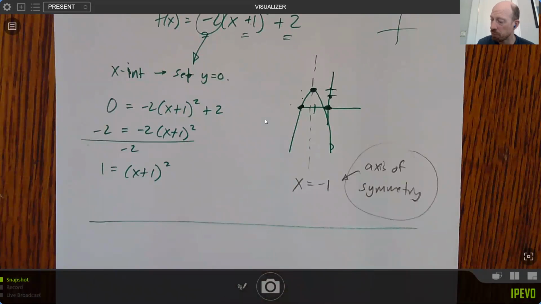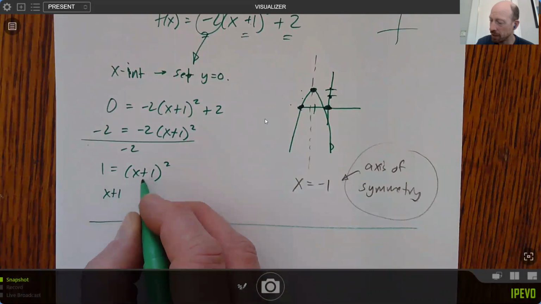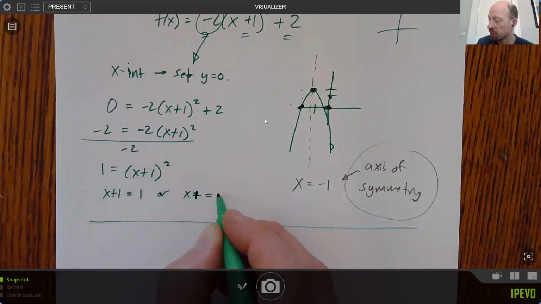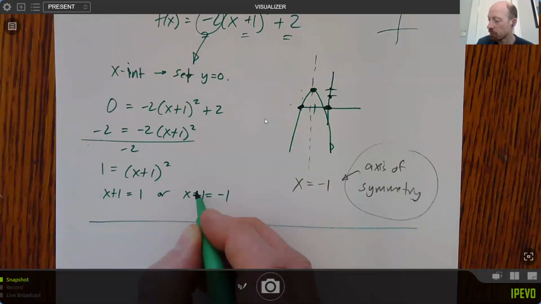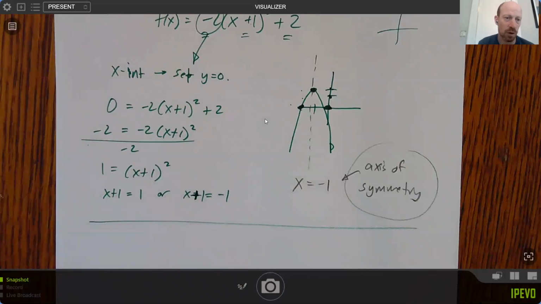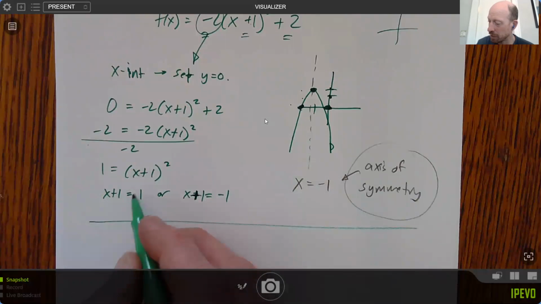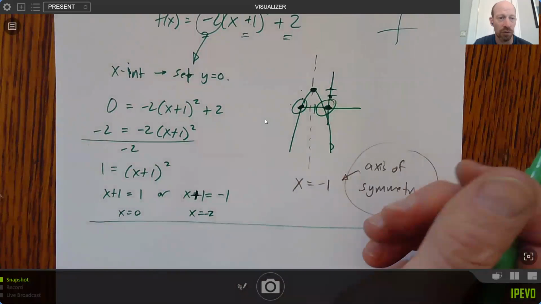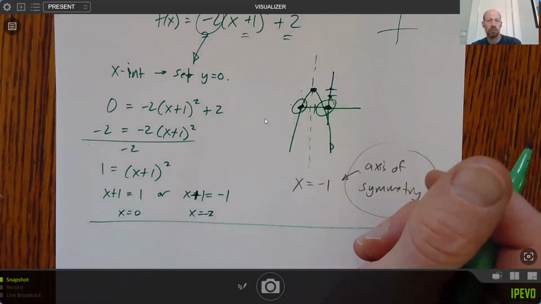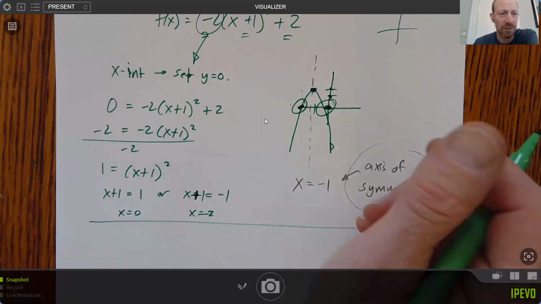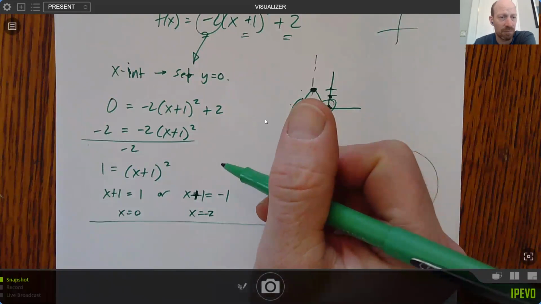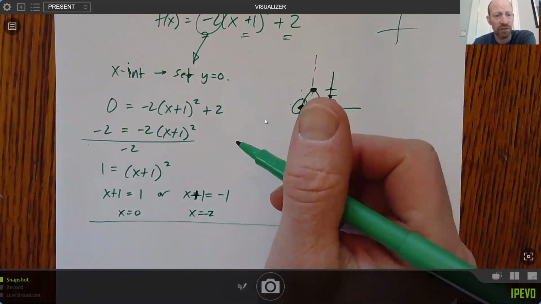Then I can use the square root property and say x plus 1 has to equal the square root of 1, or x plus 1 equals the negative square root of 1. Right, that's the square root property. And here when we subtract the 1, I get x equals 0. And here I get x equals minus 2. And notice those do match up with those points. So if it asks you specifically to find the x-intercepts, you will want to find the exact values. They may be square roots, not whole numbers. That's fine. They're still the x-intercepts.